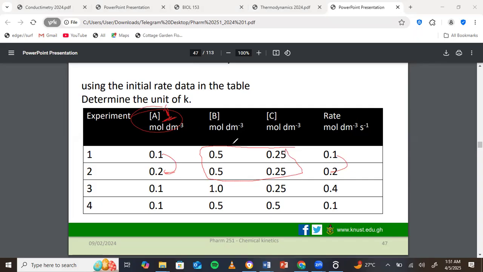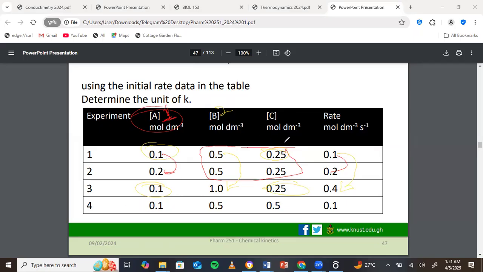Now, for us to find B, we have to make sure C and A are constant. So if you look at equation 1 and equation 3, you realize that A and C are constant. So we can look at the effect of B alone. Now, when we multiply B by 2, the rate is multiplied by 4. That shows that it is second order. Second order, that's an exponential increase.